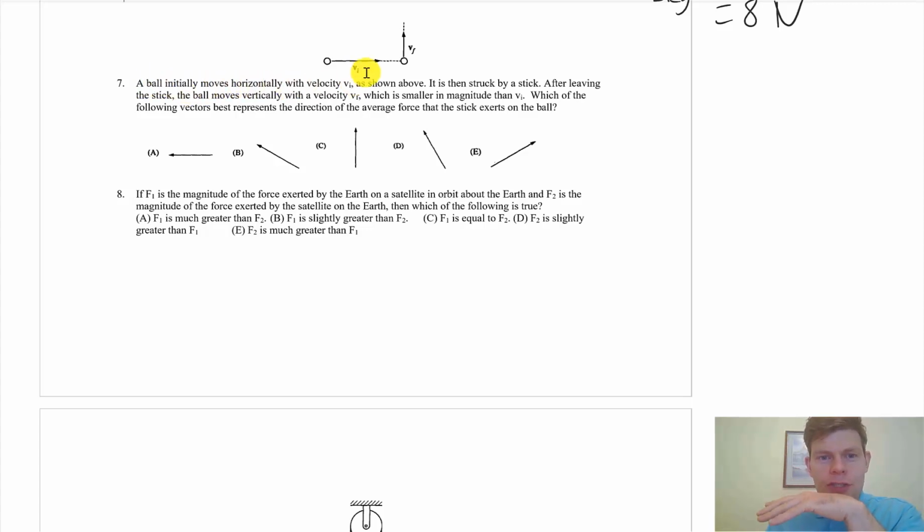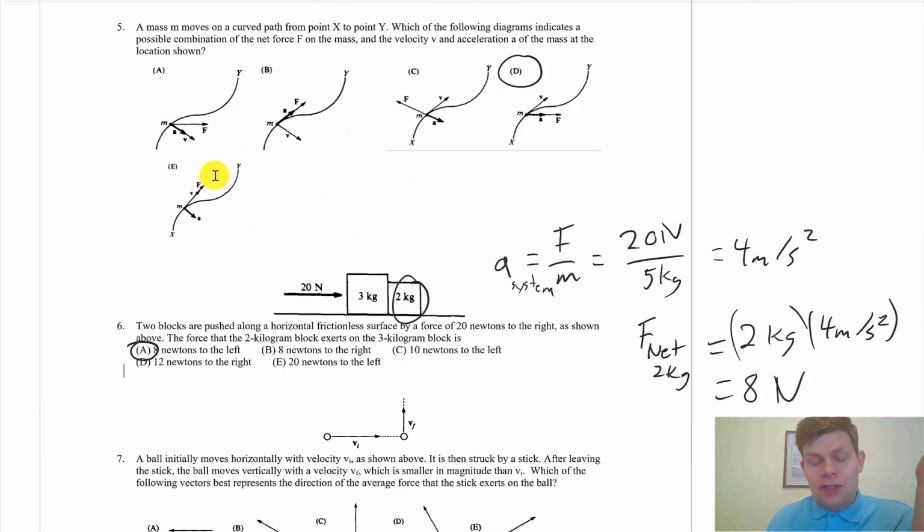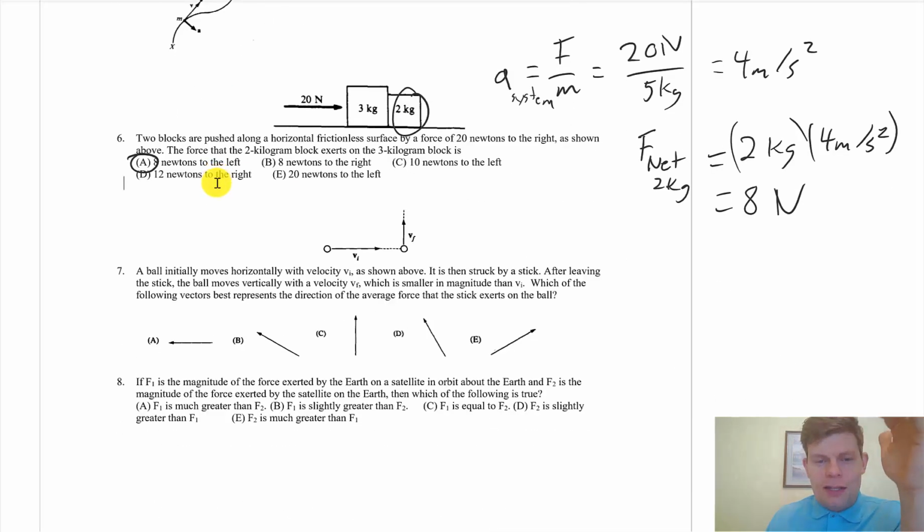So we got a ball initially going at the initial velocity, and then it's hit by a stick, and then it's going with the final velocity there. And we want to know the direction of the average force on it. But as we talked about right here, the direction of the average force is the same as the direction of the acceleration.